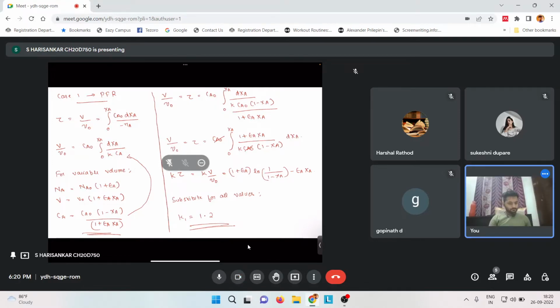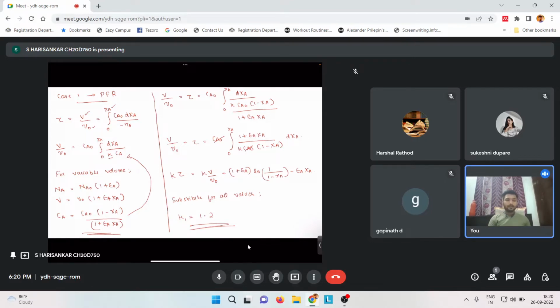Okay, so now case 1. We'll move to find the rate constants of PFR first. Case 1 is PFR, and we have the design equation for PFR. Tau is equal to V by nu 0, which is equal to the integral from 0 to XA of CA0 dXA by minus RA. We have the value for V, the value for nu 0, and the conversion XA. We need to find this K of the rate equation.